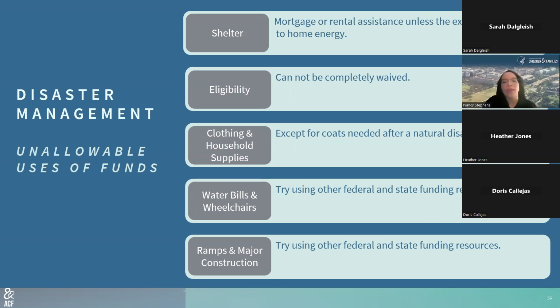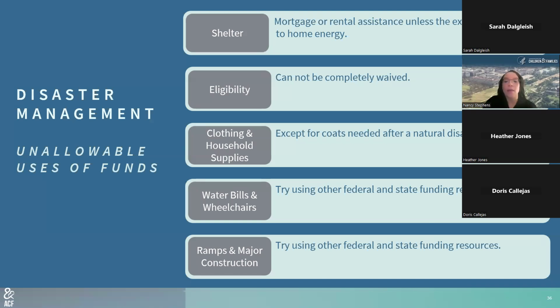Also, clothing or other household supplies are on the list of things that cannot be covered using LIHEAP funds. Where clothing is concerned, the only exception is, as I said earlier, you can cover the cost of coats to provide warmth after a natural disaster, but no other clothing. Water bills and other utilities cannot be covered using LIHEAP funds, even during a natural disaster. Nor can wheelchairs or other personal support items.